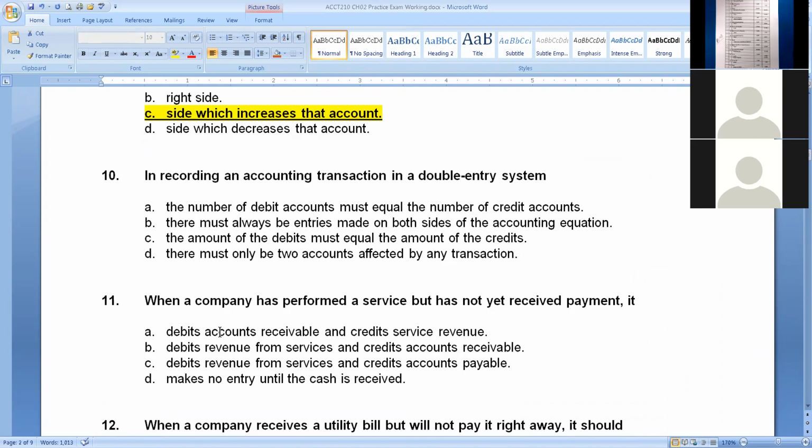Okay, number 10, in recording an accounting transaction in a double entry system, which one of these is correct? And again, feel free to put it in the chat. And if you don't want others to see it, you can private chat it.